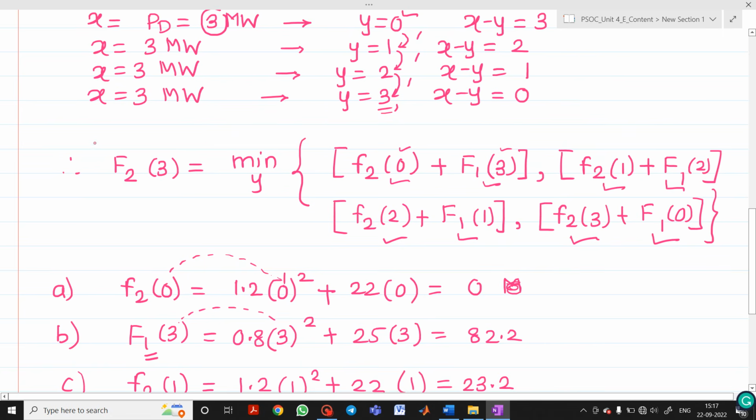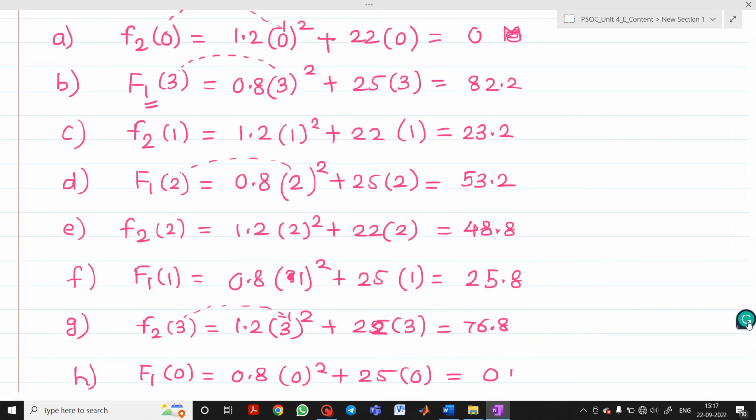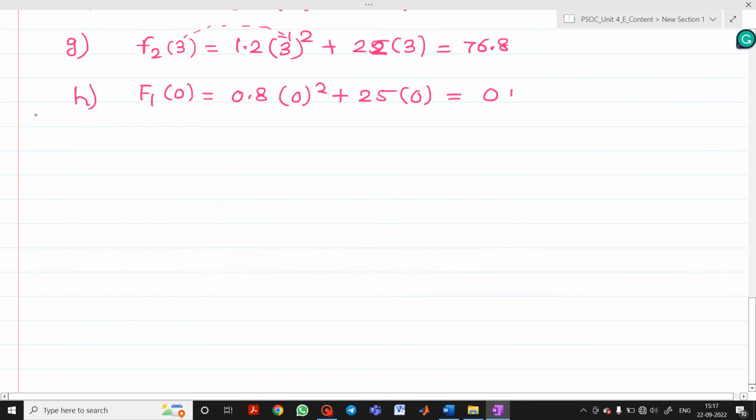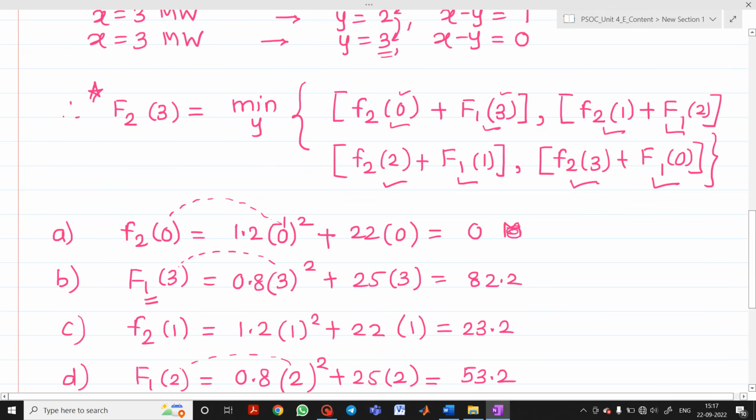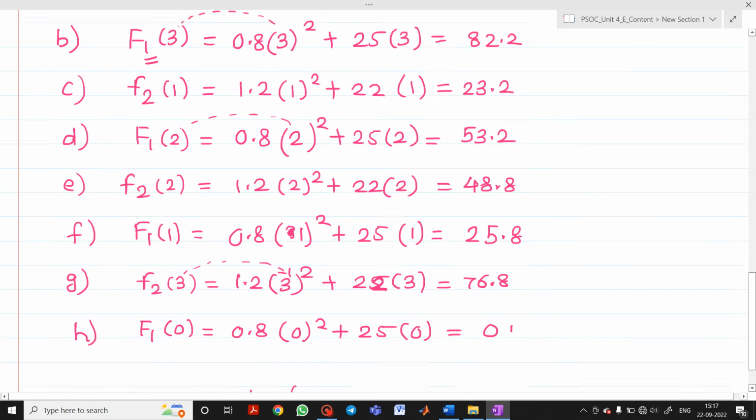Now from this expression, from this equation, how I can write? I can write it like this. So let me write this first. Therefore, F2 of 3 will be equal to minimum of Y. Now please add this term. What is there? F2 of 0 plus F1 of 3. F2 of 0 is 0. F1 of 3 is 82.2. So if we add this, what you will get? Answer as 82.2.